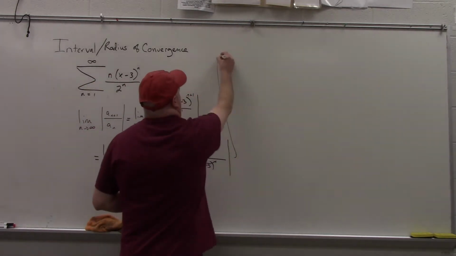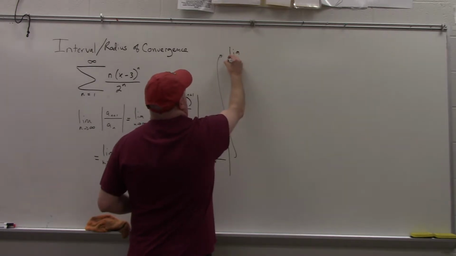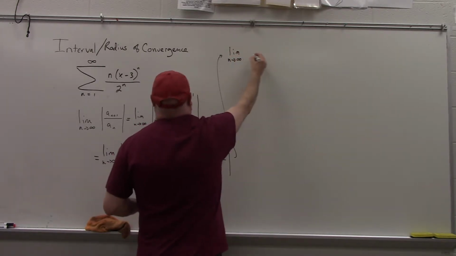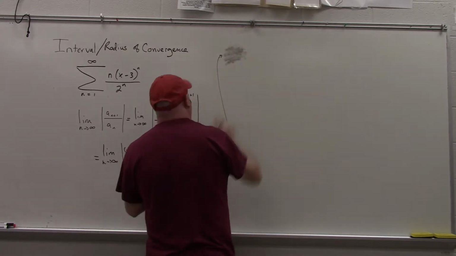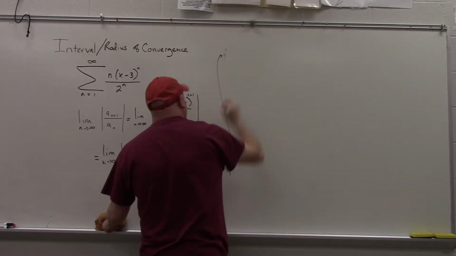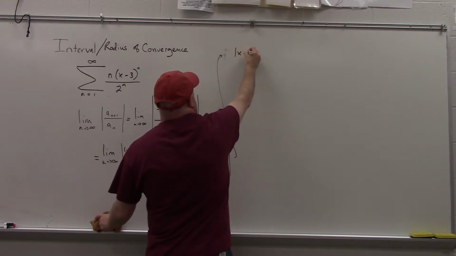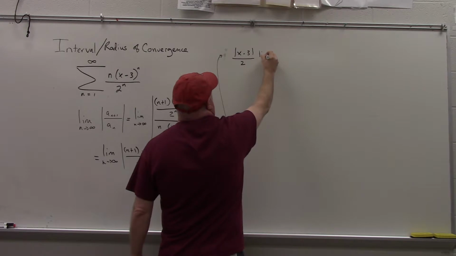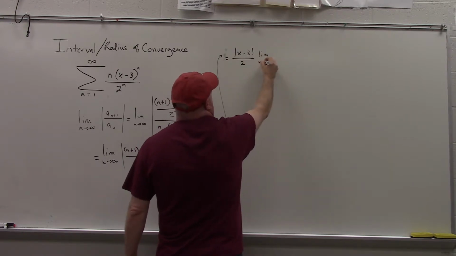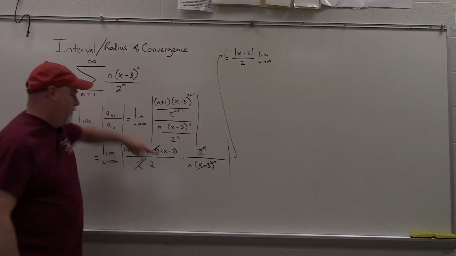Okay, so, like we said, x minus 3, and then over 2, and then the limit as n goes to infinity, okay, and we have n plus 1 over n.